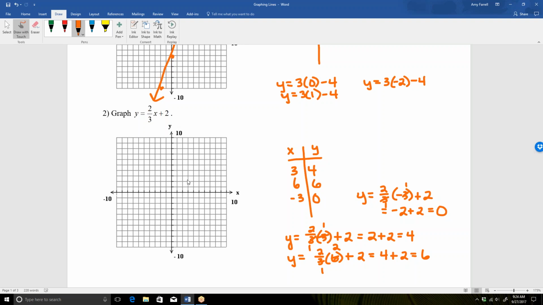Okay, so I'm going to plot (3, 4), right there, (6, 6), and (-3, 0). And good news, my points do appear to lie in a straight line. And this would be the graph of that equation. Wow, that line was a little bit straighter.